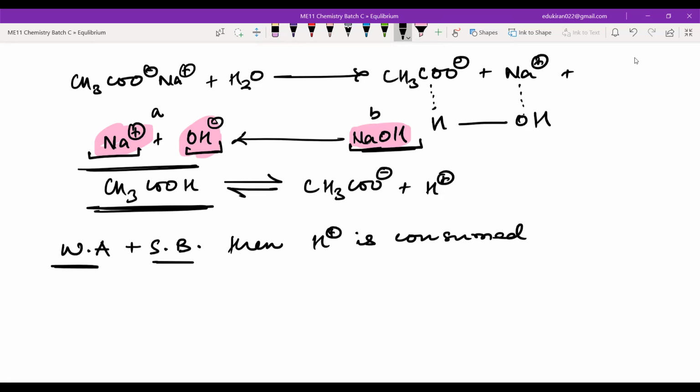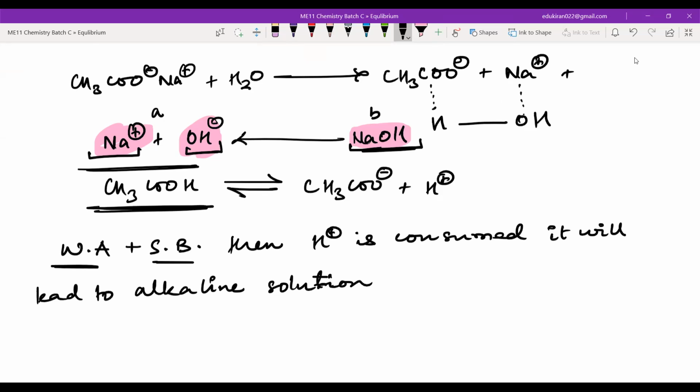If H plus is getting consumed, then what will it lead to? It will lead to an alkaline solution. Yes or no? Tell me. Yes, sir. Right? Because we are consuming H plus ions, it will lead to an alkaline solution.